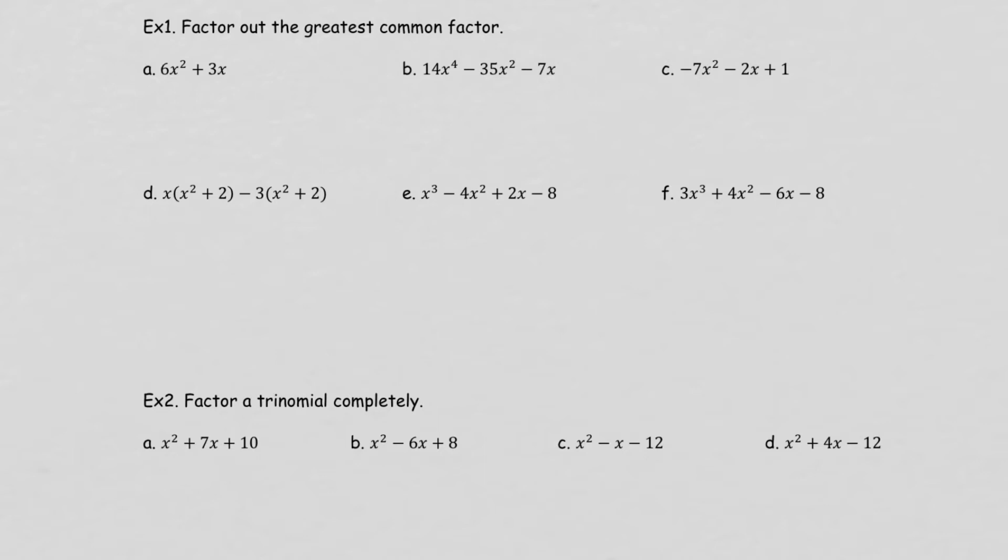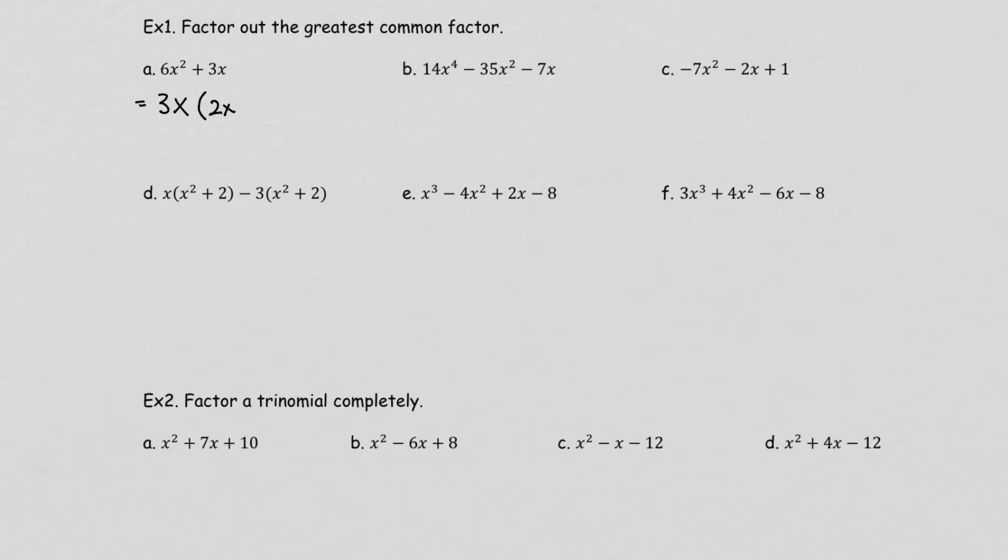So example 1, factoring out the greatest common factor. When you're looking at 6x squared plus 3x, we need to find the common factor between these two terms. So here you have 6 and 3. Common between 6 and 3 is going to be 3. So you're going to factor out 3. And common between x squared and x will be x. Once you factor 3x from 6x squared, you have 2x remaining.